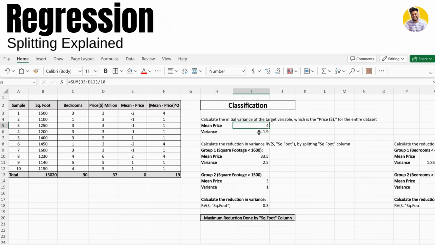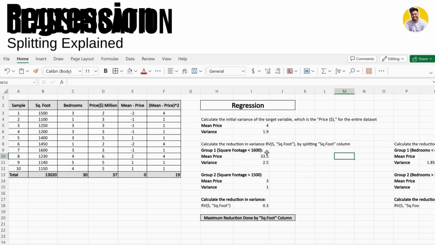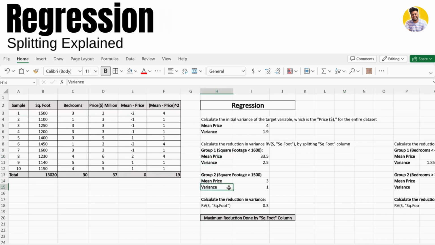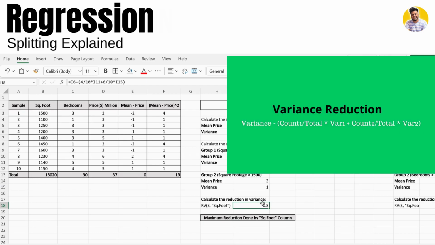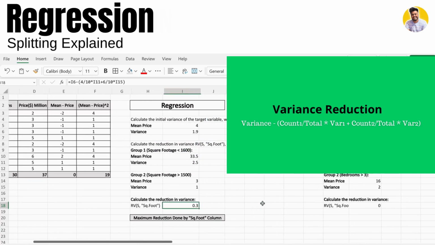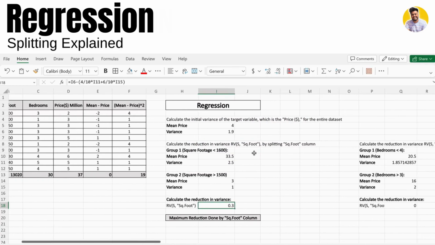Now we calculate the reduction in variance if we choose to split our decision tree using the square foot column. Similarly, in the regression problem, we use the same method. We first take the column and divide it into two groups: square foot less than or equal to 1500, and greater than 1500. When we take that, we go to the mean price and variance for each group, and then we calculate the reduction in variance. The reduction in variance is done by this formula. When you put values in this formula, you get how much reduction is done in the variance.